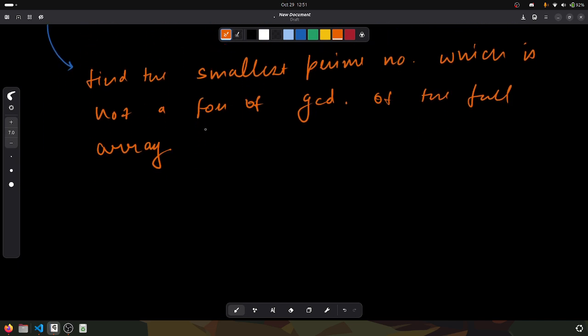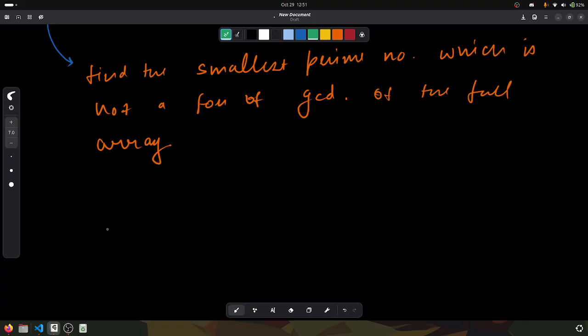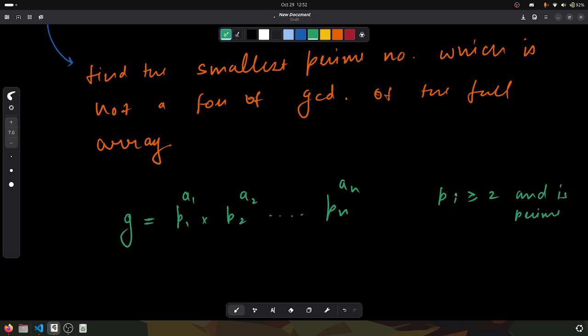Now let's denote the GCD of the array as G. We can represent any number in its prime factorization form, p1 to the power of a1, p2 to the power of a2, till pn to the power of an, where Pi is greater than or equal to 2 and prime, and Ai is greater than or equal to 1. We can represent G in this form, and then we need the smallest prime number which is not here, right?